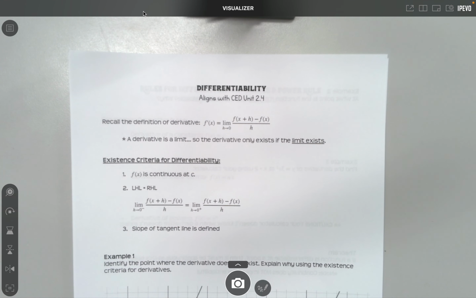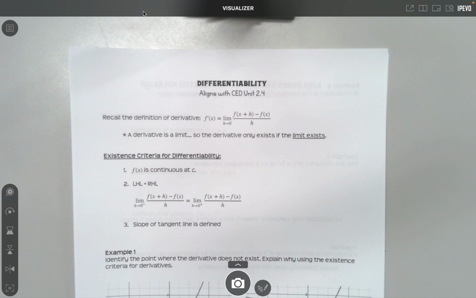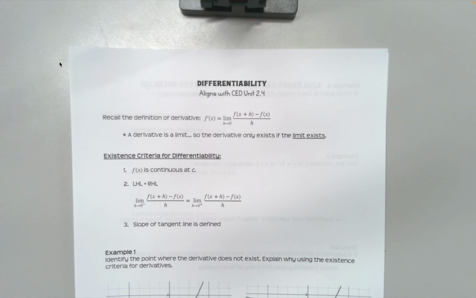Hi everyone. We're going to take a look at a lesson on differentiability, and sometimes I glaze right by the title of the lesson and don't really talk about what that word means. Differentiation, if you haven't heard that word yet, is the process of finding a derivative. So when I say we're going to differentiate this function, it means we're finding a derivative of the function. So differentiability is referring to the ability to find a derivative.